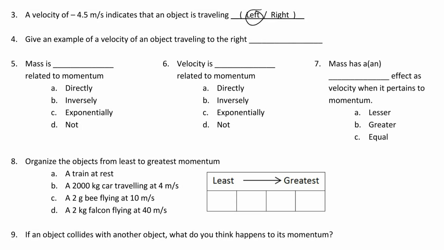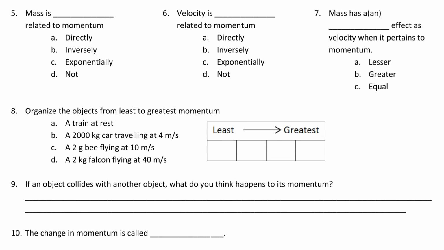Number 4, give an example of a velocity of an object traveling to the right. It could be any positive number with the units of meters per second. So maybe it's positive 4.5 meters per second, or any positive number meters per second. Doesn't matter. Number 5, mass is blank related to momentum. Number 6, velocity is blank related to momentum.